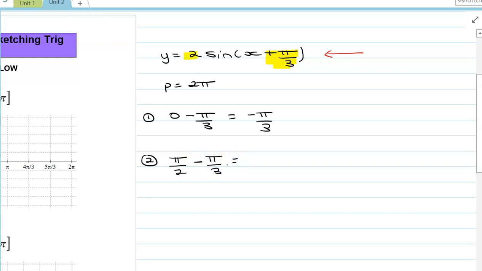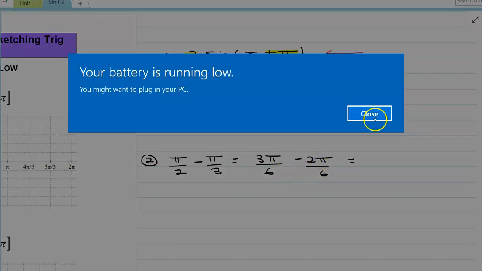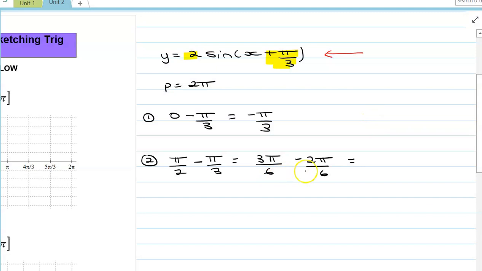Now, when you're dealing with fractions, it's best to get the denominators the same. So I'm going to get a denominator of 6 in this case. So pi upon 2 is the same as 3 pi upon 6, and pi upon 3 is the same as 2 pi upon 6. So then now you can do this simple calculation, and you can see that 3 pi upon 6, take away 2 pi upon 6 is pi upon 6.